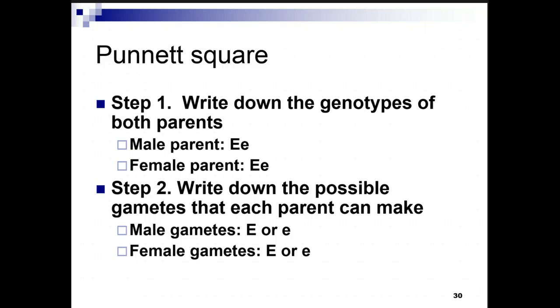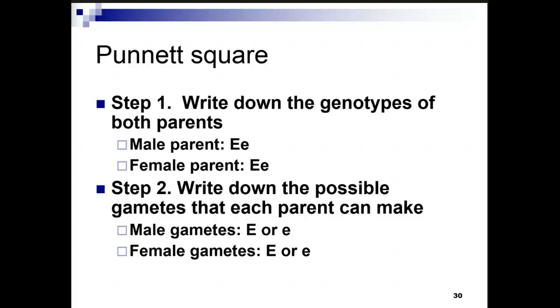First thing you have to do is identify the genotypes of what the parents would be. In the question, they tell you that the parents are heterozygous for unattached earlobes. Remember, heterozygous means one of each version of alleles, one dominant and one recessive. So for the male parent, using the letter E for shorthand, we write a capital E and a lowercase e. For the female parent, we write a capital E and a lowercase e. This designates that both parents are heterozygous.